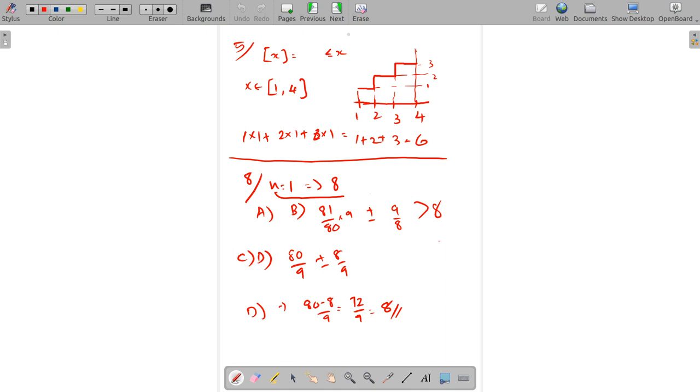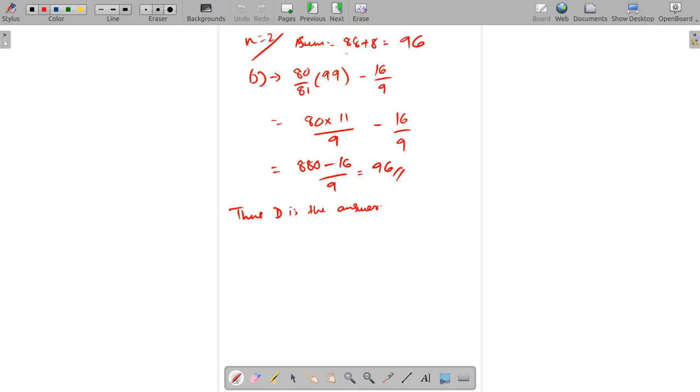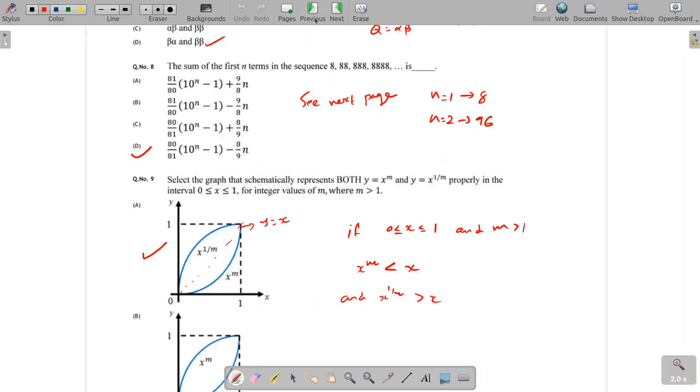What about the second term? Just put one more term also. 88 plus 8 is 96. If you substitute n equal to 2 in this formula, 80 by 81 times 99 minus 16. I have simplified this. You try it out, then you will get 880 minus 16 by 9, which is 96. So n equal to 2 and n equal to 1 are both fine with option D. So you can safely conclude that option D is the right answer.